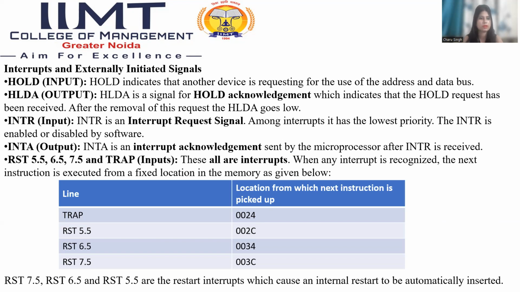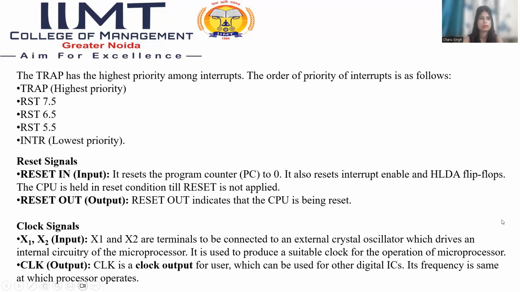Next, we have RST 5.5, 6.5, 7.5, and the TRAP input. These are all interrupts. When any interrupt is recognized, the next instruction is executed from a fixed location in the memory as given below. RST 7.5, RST 6.5, and RST 5.5 are the restart interrupts which cause an internal restart to be automatically inserted. TRAP has the highest priority among the interrupts. These are the order of the priority.